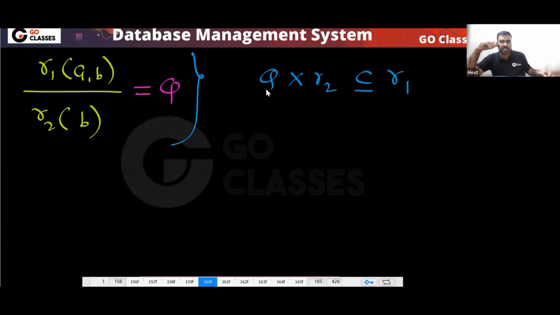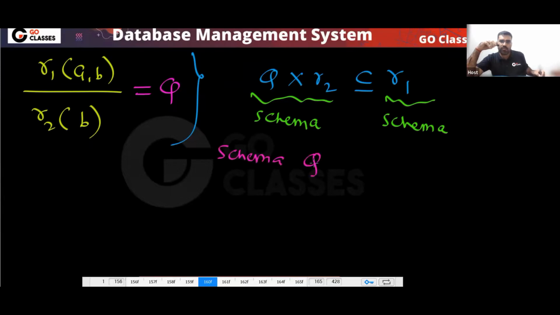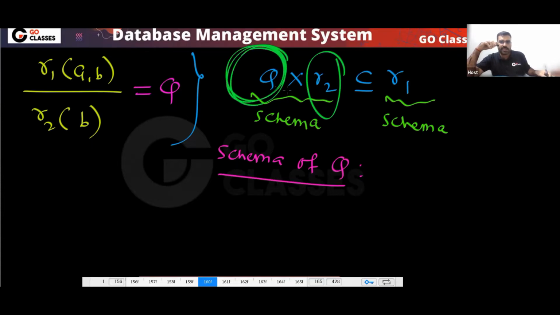So what can you say about the schema of Q? The schema of this should be same as this. Agree? So you can clearly see that schema here should be same as the schema here. Just tell me the schema of Q. What should I cross product? Here you have attribute B. What should I have here such that this cross product will have this schema?